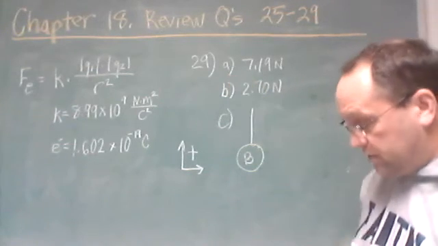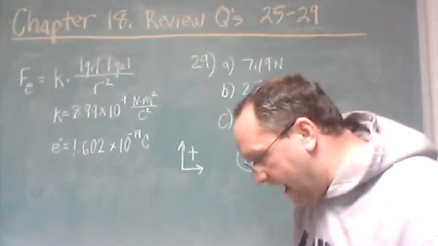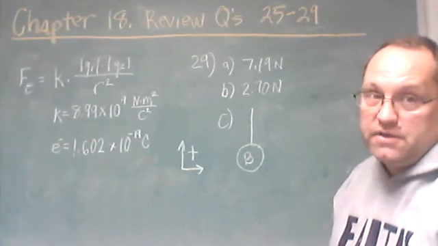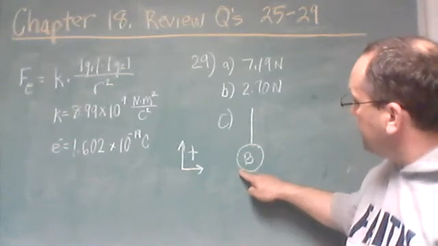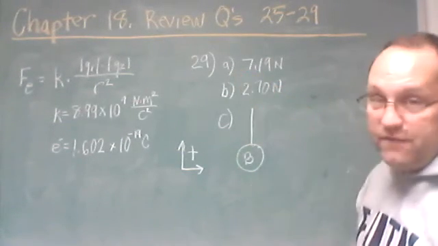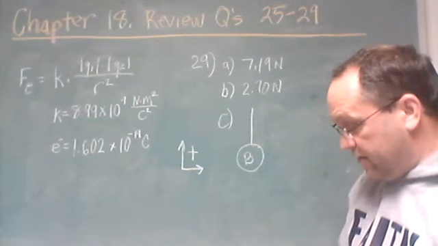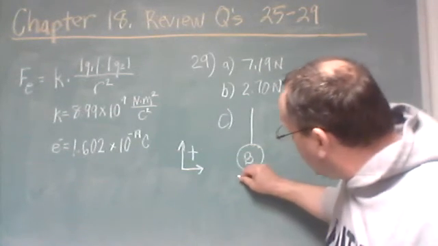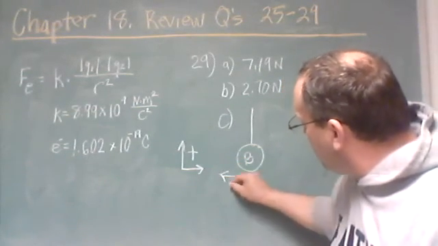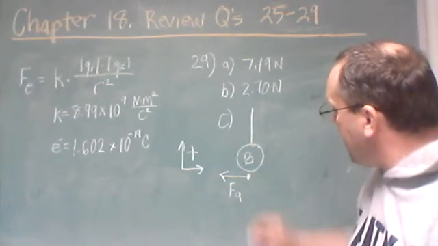Well, in part A, what's going on? Sphere A and B have opposite charges, so they are going to attract each other. Okay, so the force from part A is going to act which way? Well, sphere A is to the left of B. It's going to act this way. The force from part A is going to act that way.